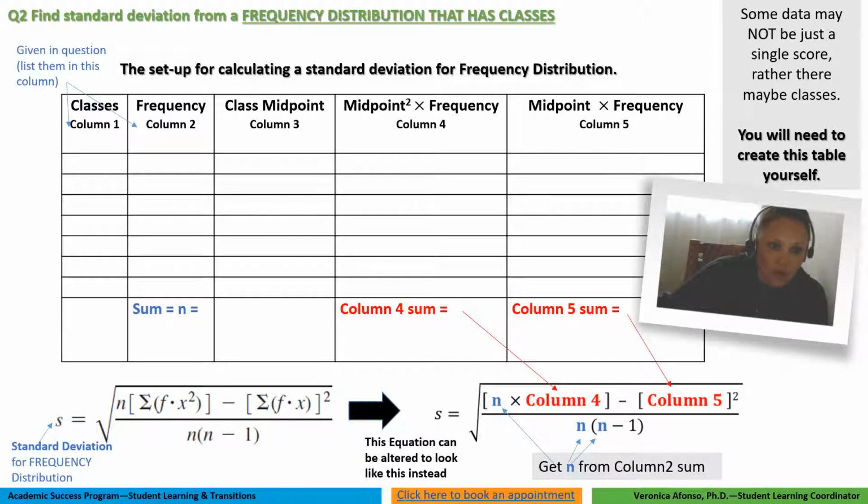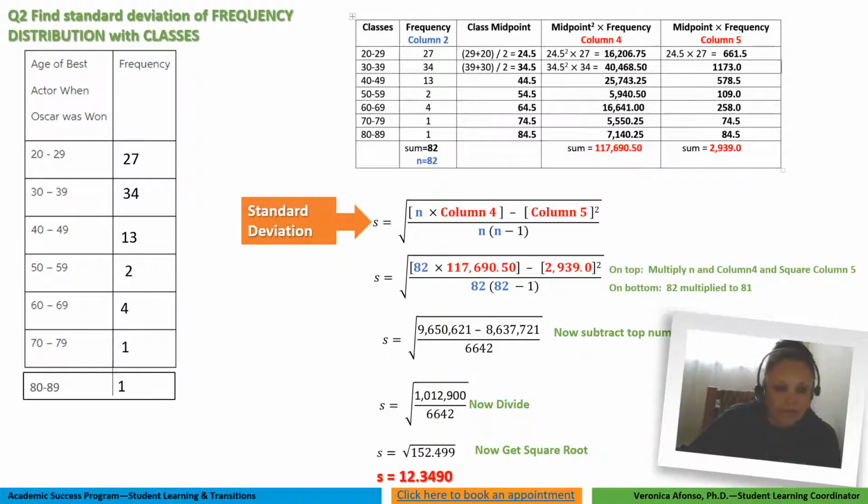The first 2 columns are from the question. And you'll notice that on your question, you're supposed to use this big, long equation. But look at what I've done over here. I've changed that equation to just 3 numbers. The n, you're going to replace all these n's with the sum of column 2. You're going to get the column 4 sum and put it here, and the column 5 sum and put it here. So that should make things a lot easier. Okay, so here's my example.